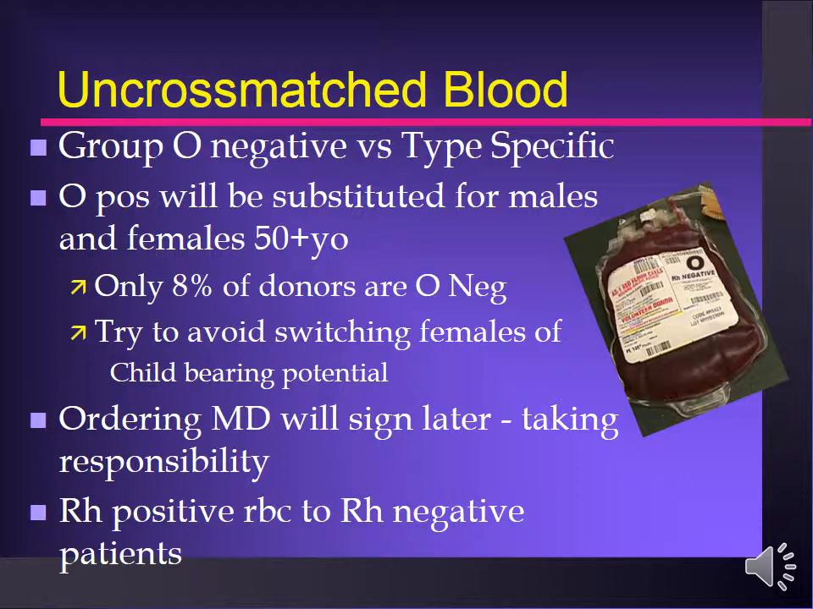If your patient is a male or a female age 50 and over, we may give you O-positive red cells. This is because only 8% of donors are O-negative. We need to save our O-negative red cells for O-negative patients and for females of childbearing potential. We try to avoid switching females of childbearing potential because if they form the anti-D antibody, it may affect future pregnancies. If a male or a female older than 50 forms an anti-D, it does not affect them. We just have to be sure to provide Rh negative blood in the future.